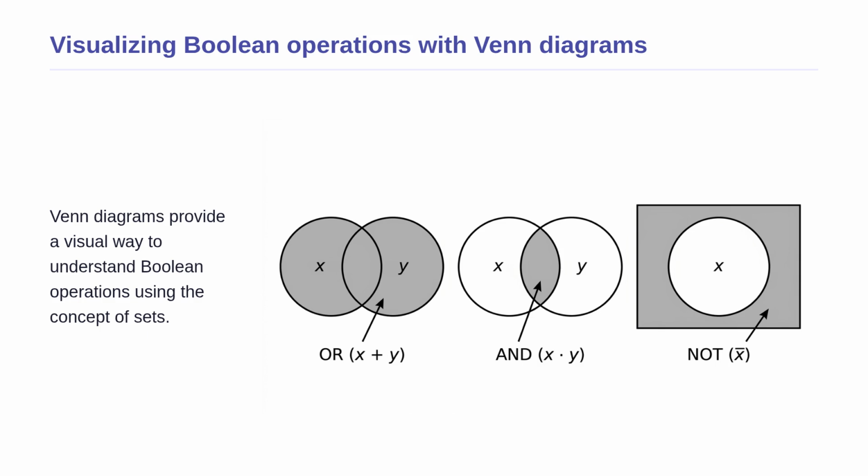The middle diagram shows the AND operation, where only the overlapping middle section is shaded, proving that both conditions must be true simultaneously. Finally, the diagram on the right illustrates the NOT operation, shading everything outside the original circle to represent the exact opposite state.